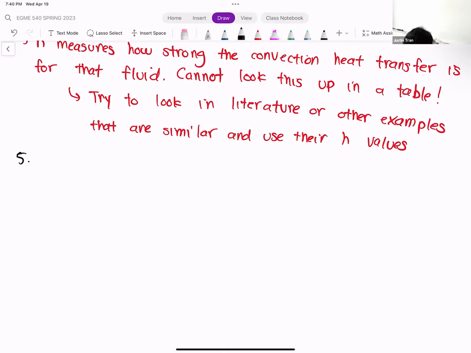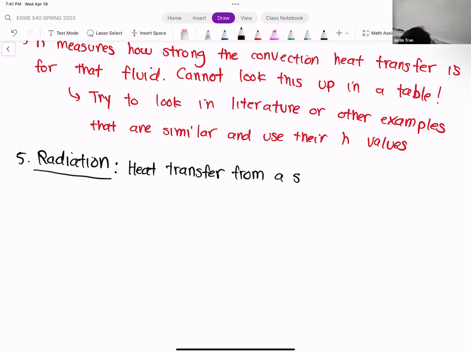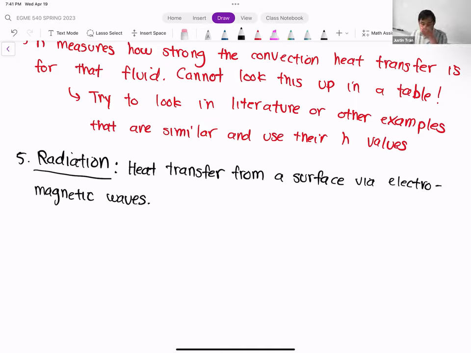Okay, so now let's go over radiation. The often forgotten mode of heat transfer, okay? Even if you take a heat transfer class, it's usually not covered in detail. And I will admit that I have very limited knowledge of how radiation actually works. But the definition for radiation is it's basically heat transfer from a surface that occurs through electromagnetic waves. Okay. Basically through light, right?